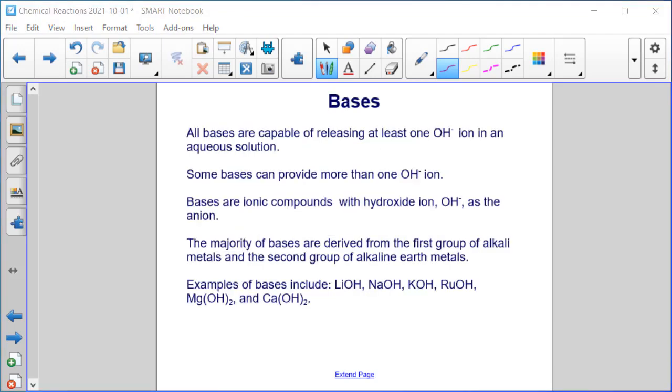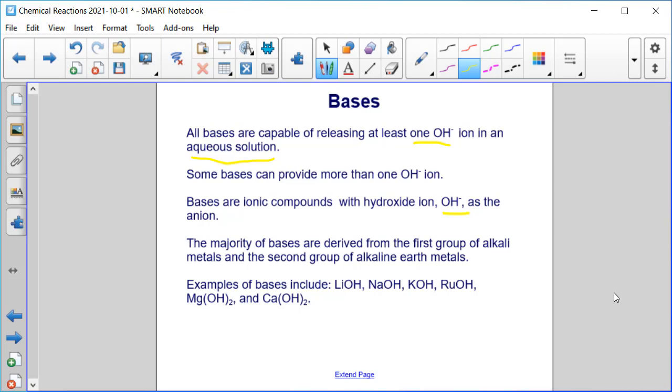Okay, we've talked a couple slides about acids, now some more details about bases. All bases are capable of releasing at least one hydroxide ion, OH-, in aqueous solution. So when dissolved in water, bases will release at least one hydroxide ion. Some will provide more than one. Bases are ionic compounds with hydroxide ion, OH-, as the anion.